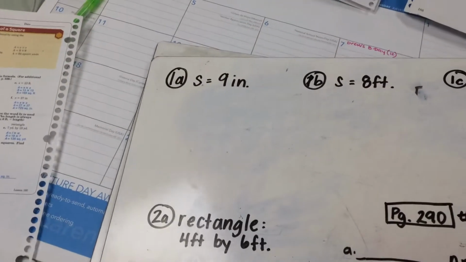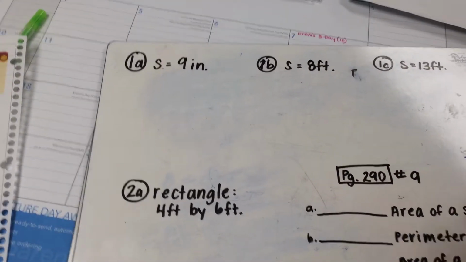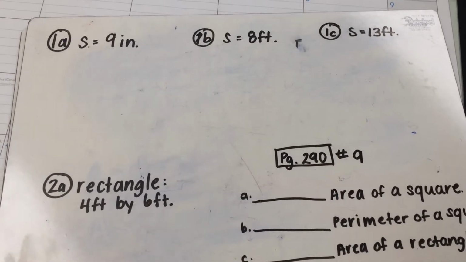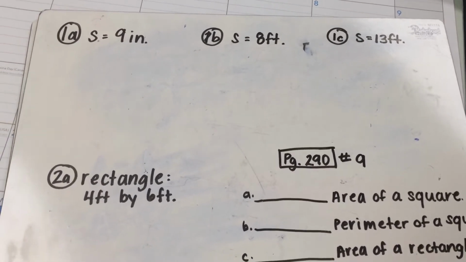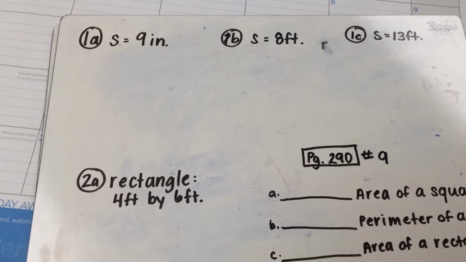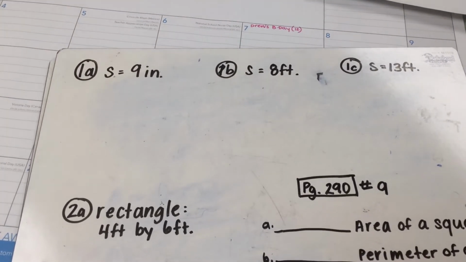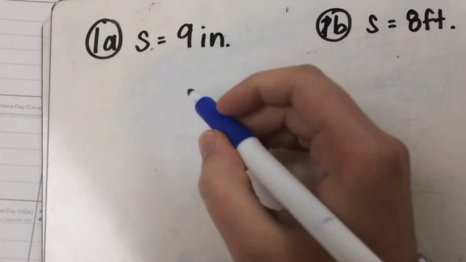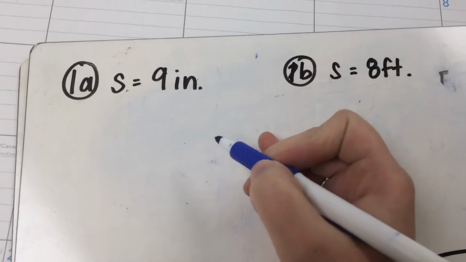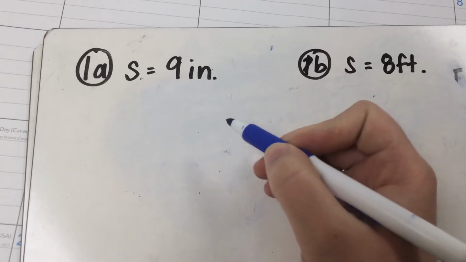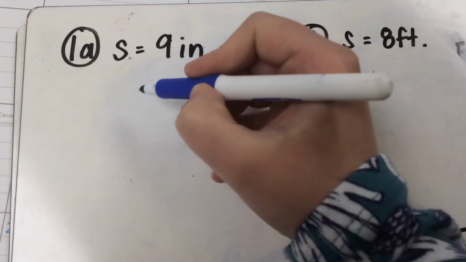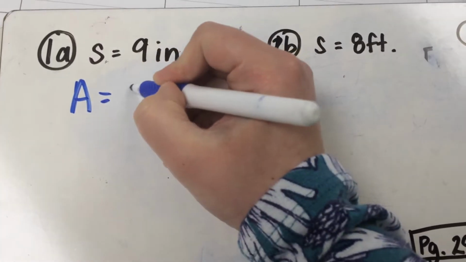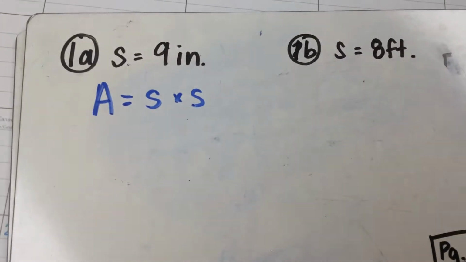So what we're going to do now is some practice. You definitely need to open up your book to page number 289 and have a pencil ready to go. Pause, go. Okay, so I am on section 1, letter A, and we are going to practice this together. I just said a couple minutes ago that if you know the length of one side, you can find the area of that square because all of the other sides are the same. So copy down the formula with me. A equals S times S.